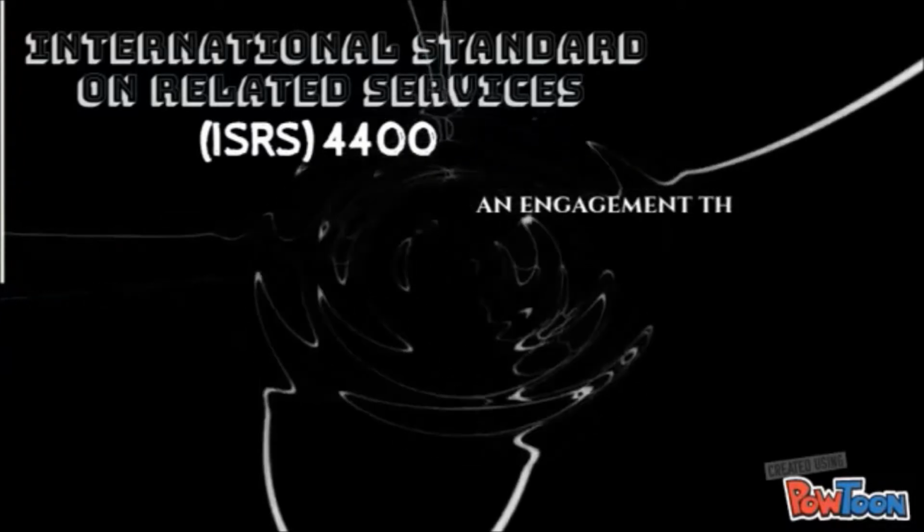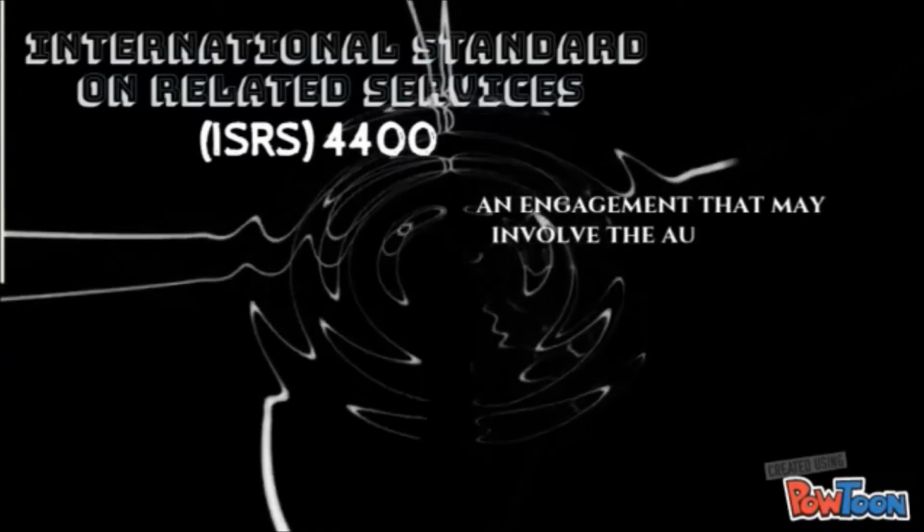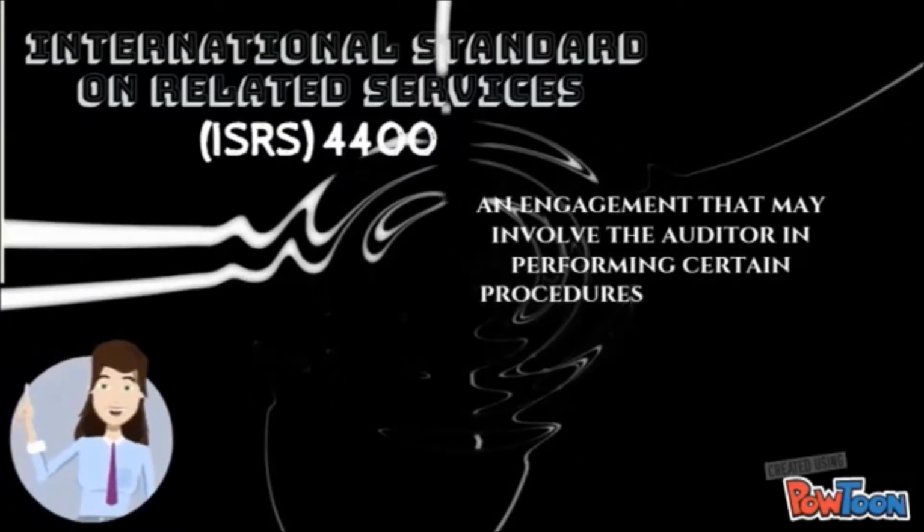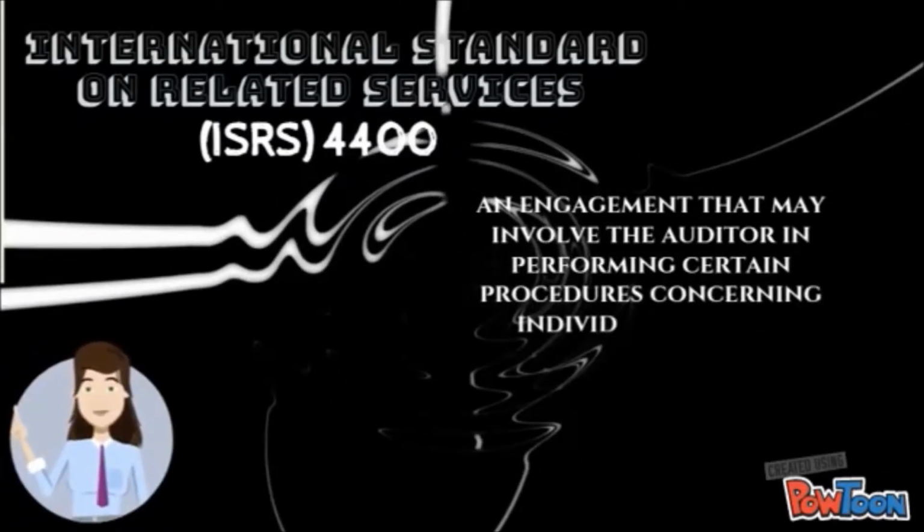Agreed-upon procedures is an engagement that may involve the auditor in performing certain procedures concerning individual items of financial data, a financial statement, or even a complete set of financial statements. Next, based on ISRE 2400.